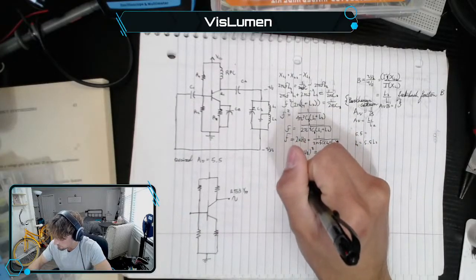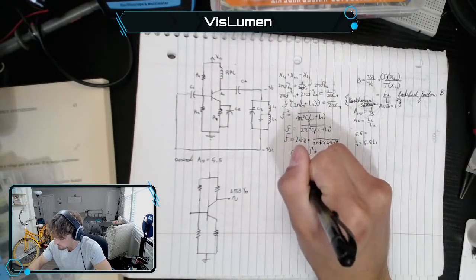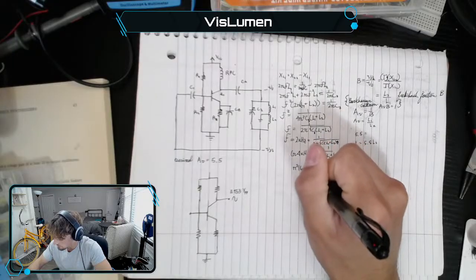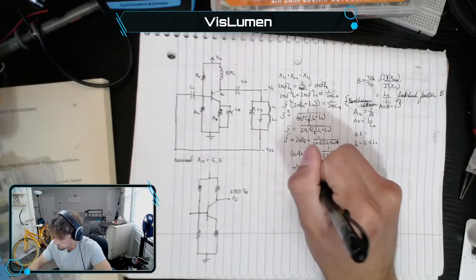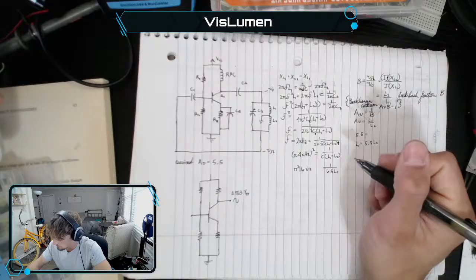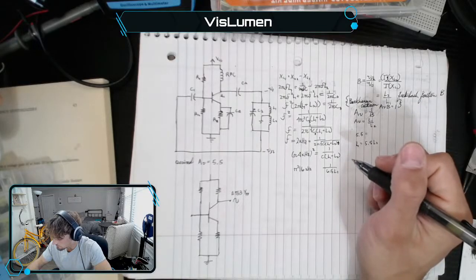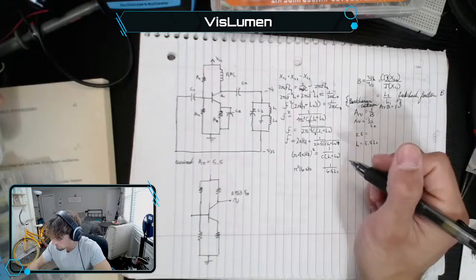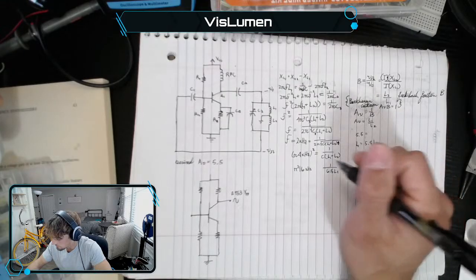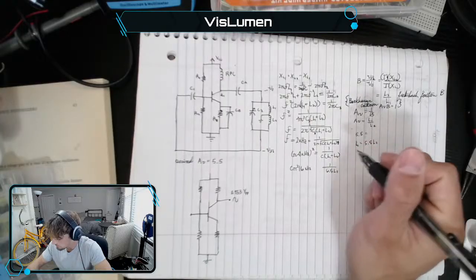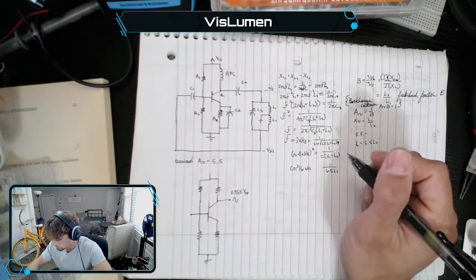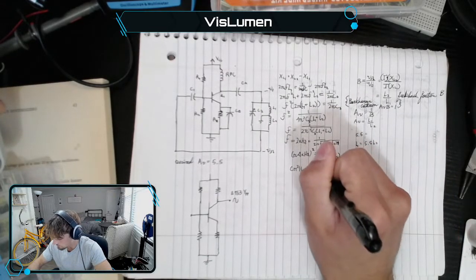C. So pi squared 16 kilohertz. Pi squared 16 kilohertz. 6.5 times C. 6.5? No, because that's what that would equal. I could have written it.